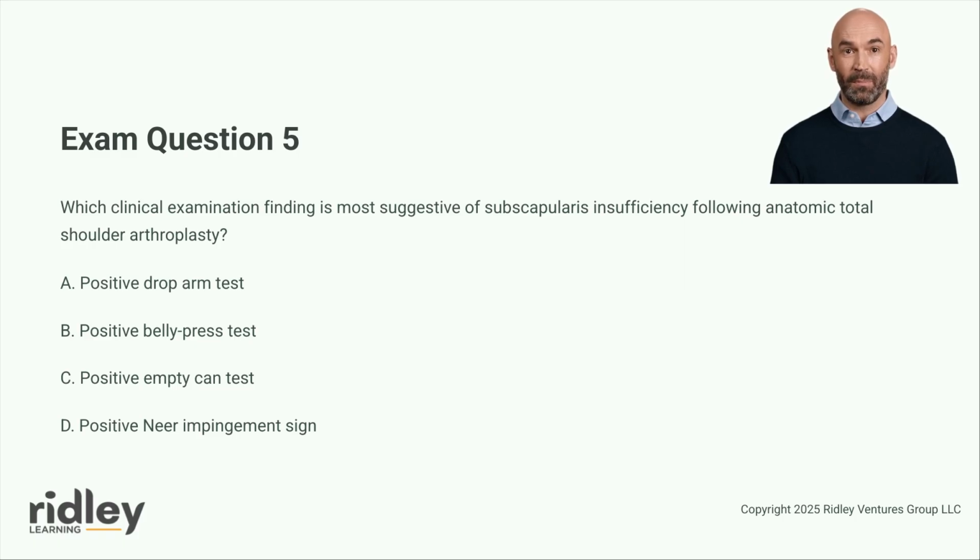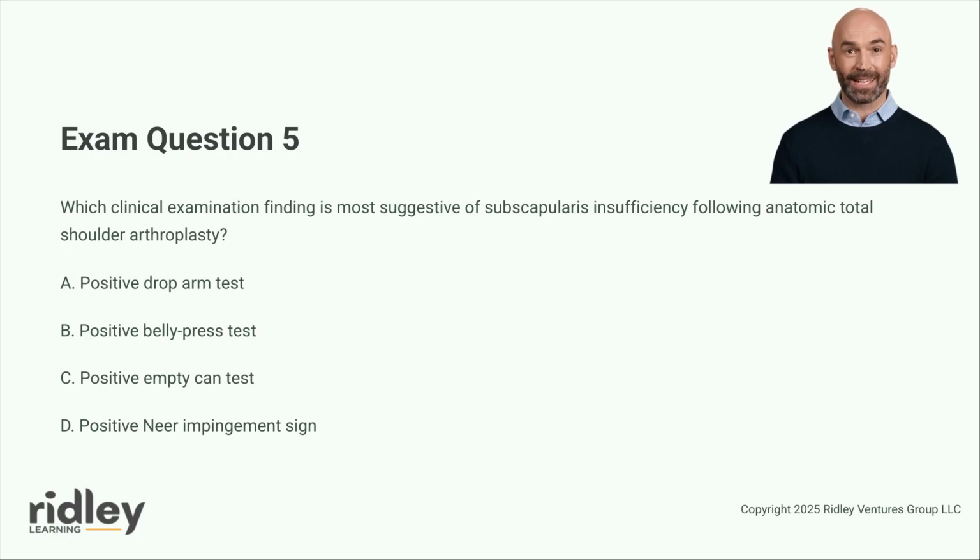particularly important because the tendon is detached and repaired during the surgical approach. The belly press test, along with the lift-off test and bear hug test, specifically assesses subscapularis function by requiring the patient to generate internal rotation force. A positive belly press test, where the patient cannot maintain pressure against the abdomen without wrist flexion and elbow extension, indicates subscapularis weakness or rupture.